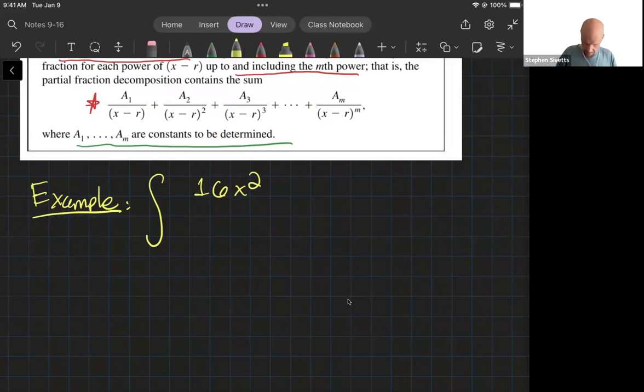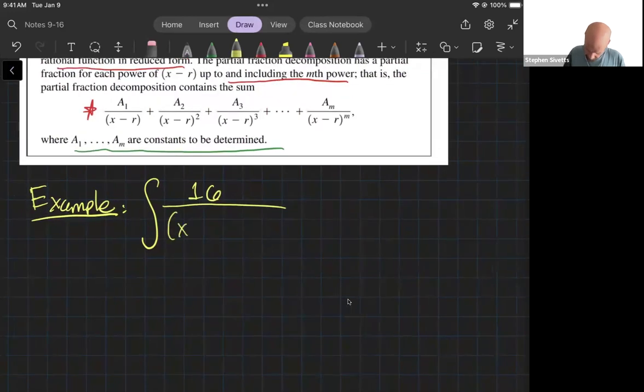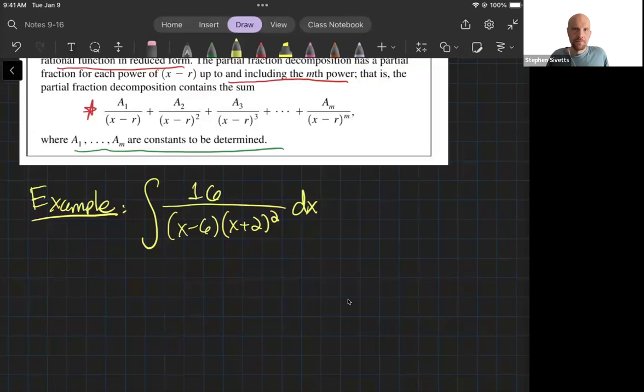Okay, I meant 16 over x minus 6 times x plus 2 squared. Okay, here's one example. I want you to figure out how to proceed with this integral, right? So pause the video and try to work this on your own.